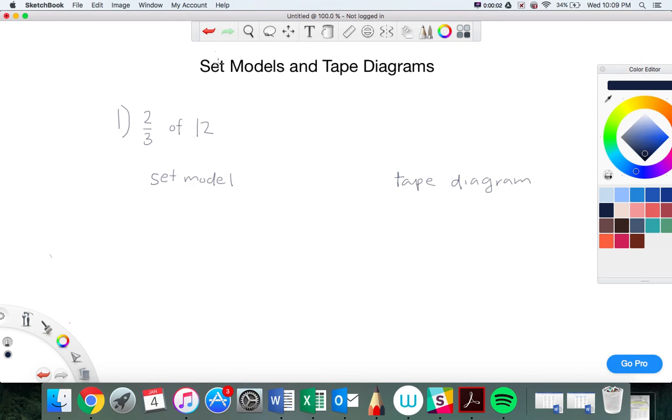In this video, I will review set models and tape diagrams, and we're going to do that in order to represent fraction multiplication. The first problem is 2/3 of 12. We can also write that as 2/3 times 12. In our set model, we're going to use some dots. So I'm going to draw out 12 dots because that's the number I'm working with. We want a fraction of that number.